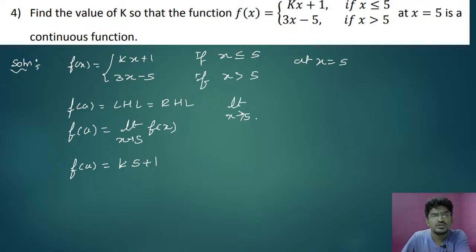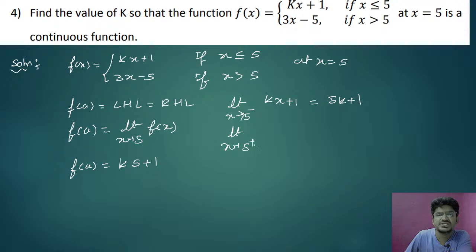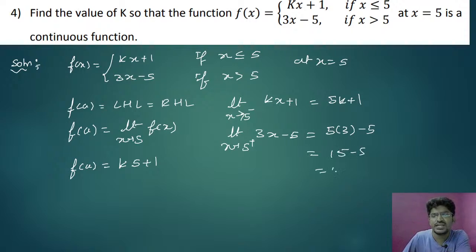So for that reason LHL you can take it as kx plus 1, so that will be 5k plus 1. RHL you can take it as, again this is for RHL, whenever x is greater than 5 you have to take RHL, that is 3x minus 5. So this will be, x value is 5 into 3 minus 5, so therefore that will be 15 minus 5 and it is 10.